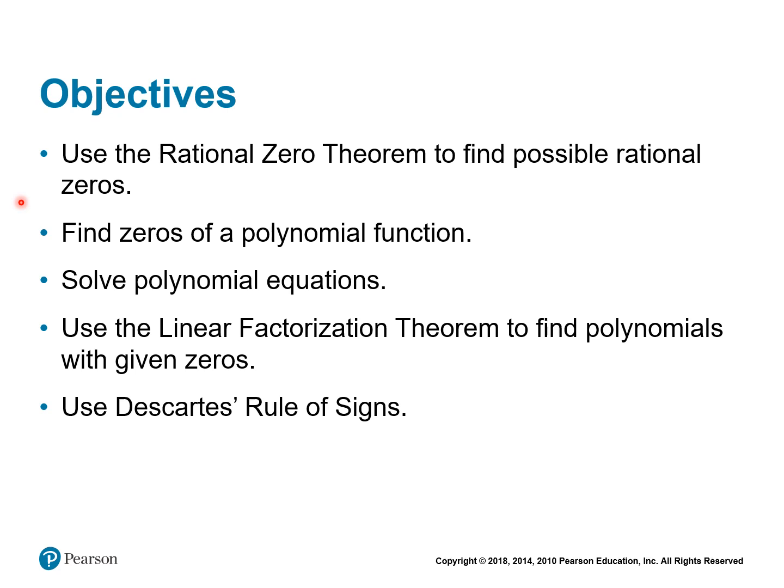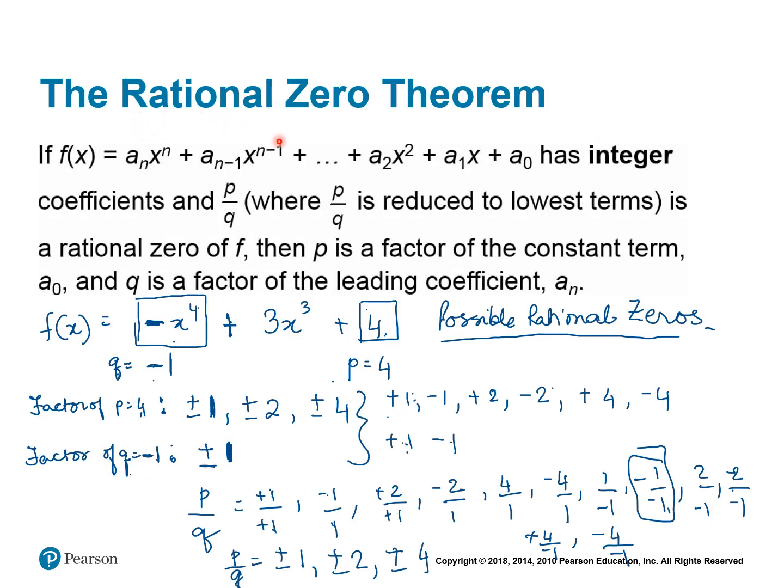So we learn about the rational zero theorem and how it helps to come up with the possible rational zeros. What the rational zero theorem does is it helps us narrow down the list of possible zeros that a polynomial function can have. That is, the number of possible x-intercepts that the graph of a polynomial function will have.